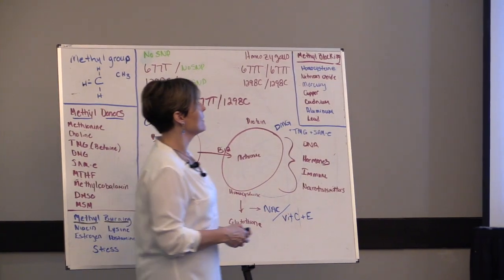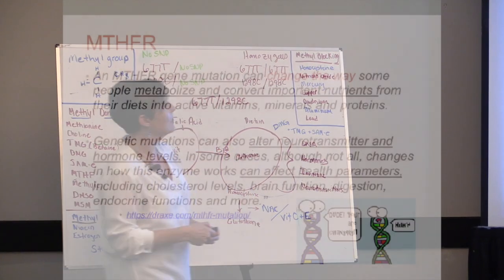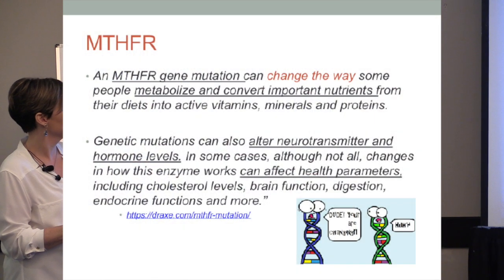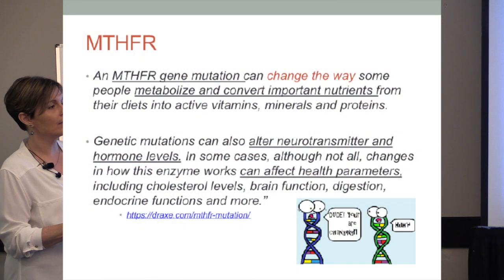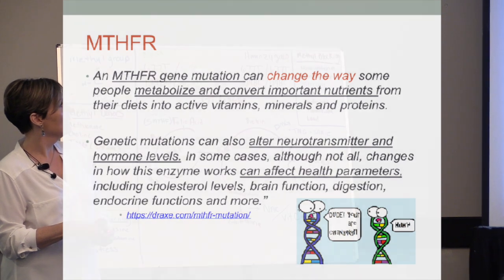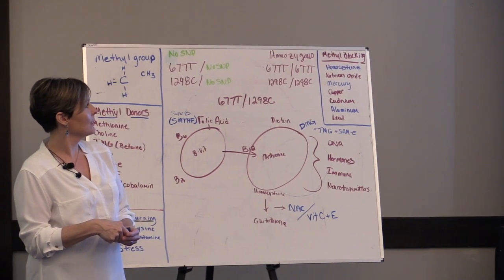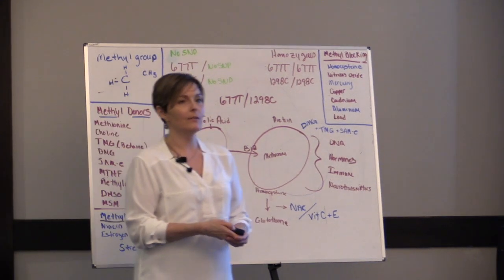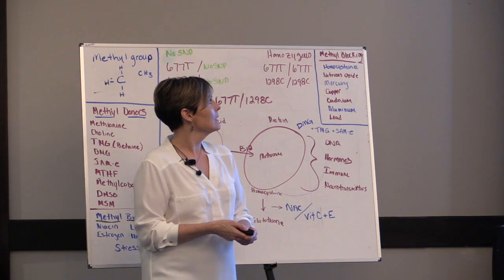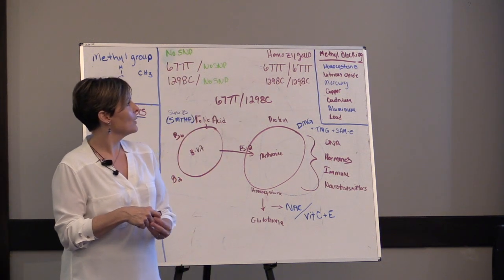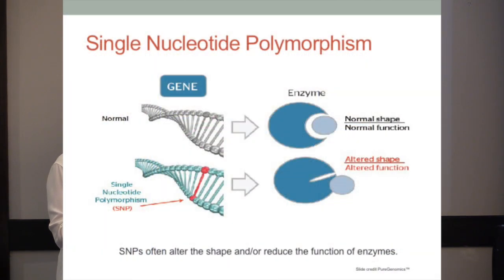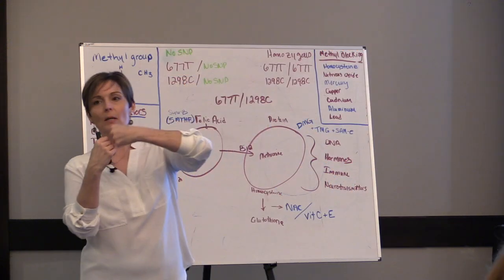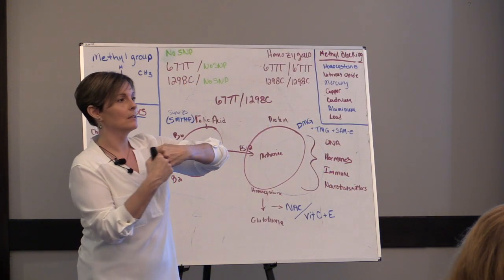The MTHFR gene can change the way some people metabolize and convert important nutrients. We obviously know that. It can alter neurotransmitters and hormone levels. It can affect health parameters, including cholesterol, brain function, digestion, endocrine. Everything you can think of can fall into these categories. It can work in two different ways: it can alter the shape of the enzyme, or it can alter the function. So it either doesn't fit in the puzzle, or if it fits, it's giving the wrong directions.